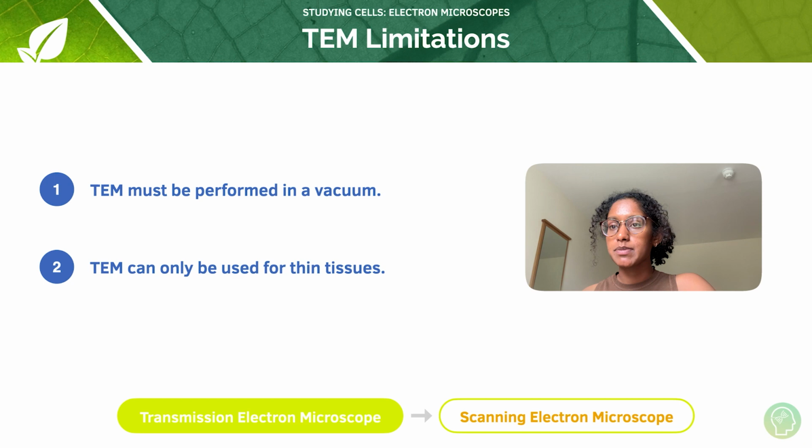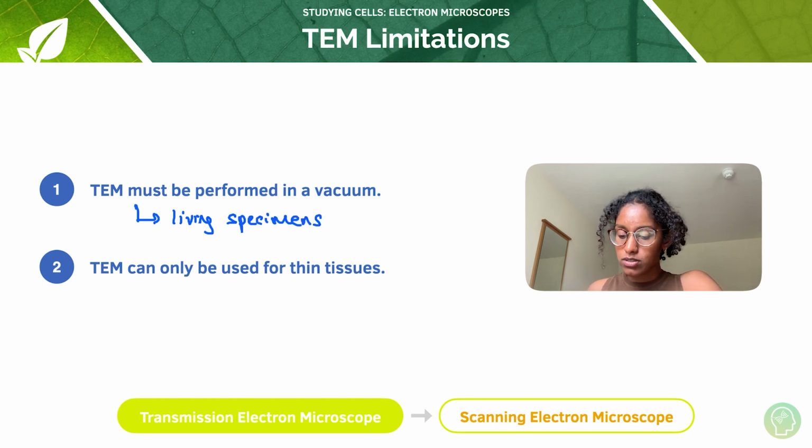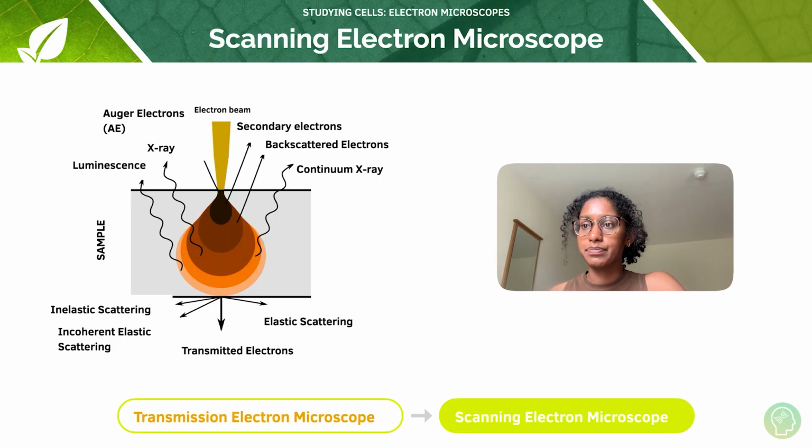So number one, it must be performed in a vacuum. So it cannot be performed in normal air. Now, the caveat to this means that living specimens cannot be viewed under a TEM, because living specimens cannot survive in a vacuum. There's no oxygen in a vacuum, so TEM cannot be used to visualize living material. Another limitation is that it must be performed on very thin sections, because thick specimens easily absorb the electrons and therefore do not produce good images. So those are our limitations there.